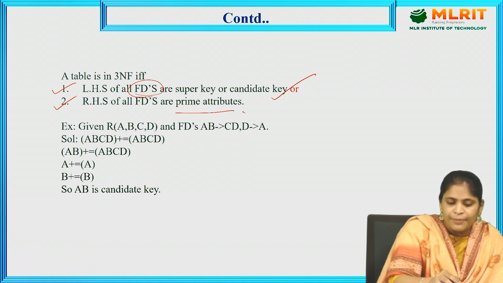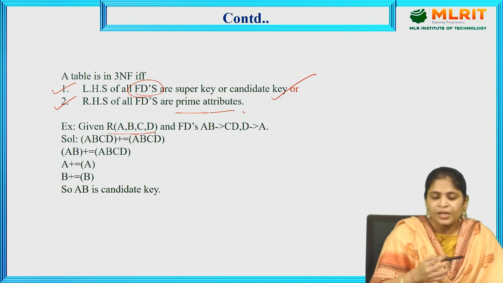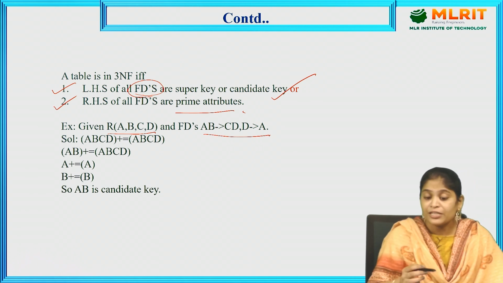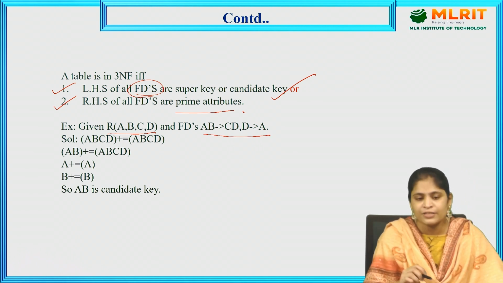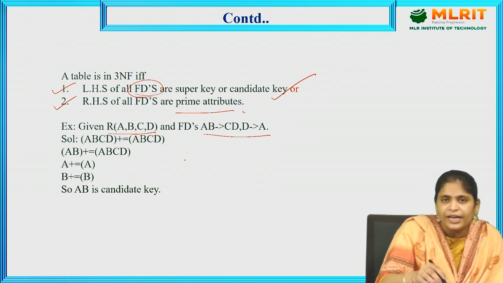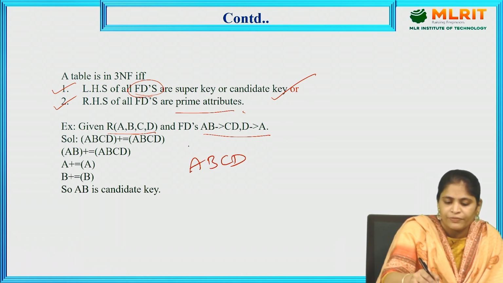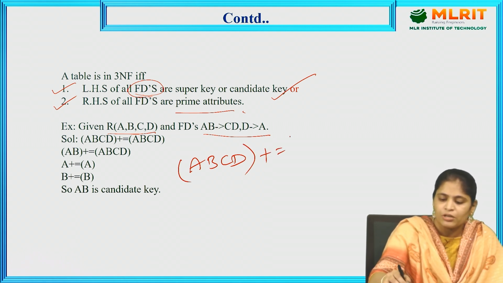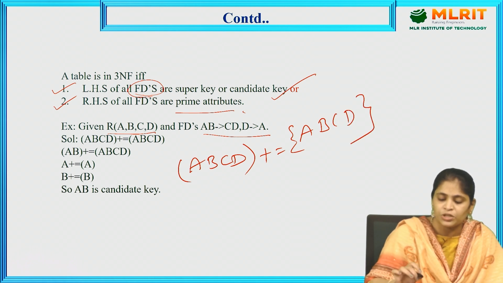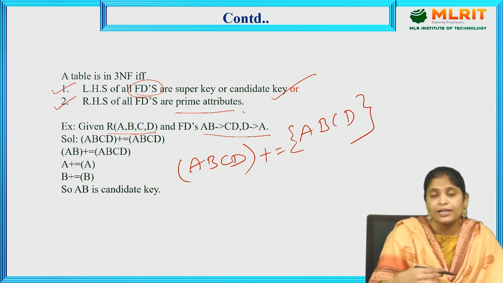This is the example: given relation ABCD, and these are the given FDs. AB determines CD and D determines A. That is, AB derives CD and D derives A. So to find the super key, what is the procedure? Whatever attributes are there in the relation, we need to find the closure. So what is the closure here? We need to include all the attributes A, B, C, D. This is the closure. And we need to find by discarding.